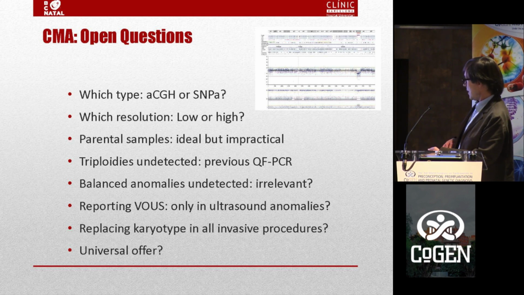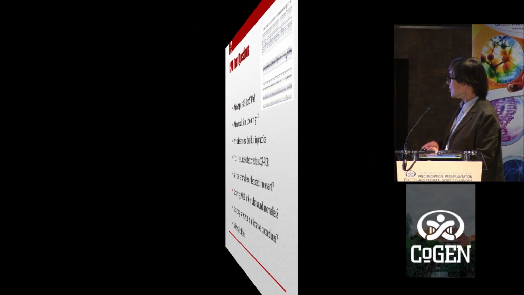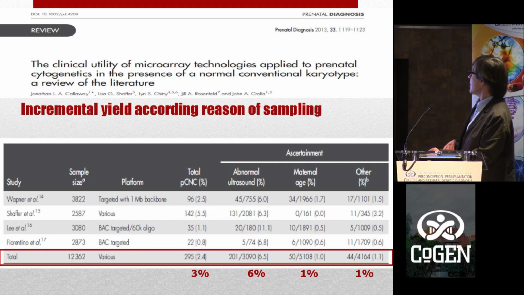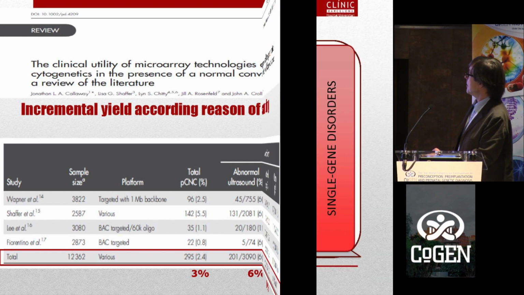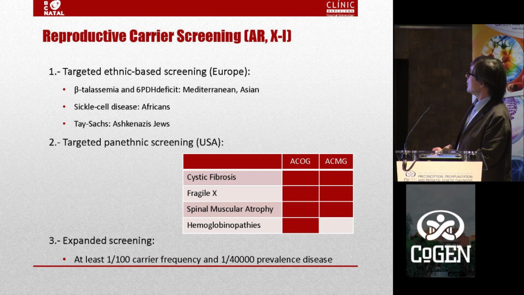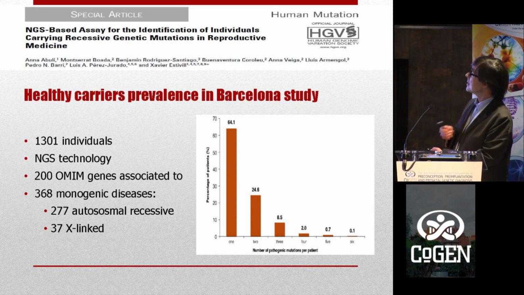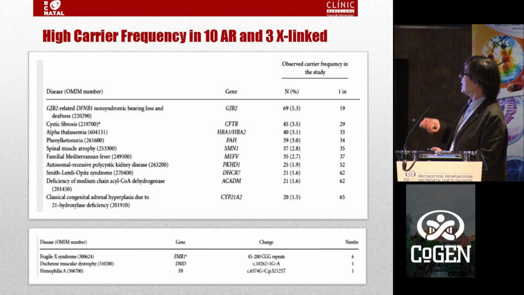We discuss each case. Replacing karyotype in all invasive procedures. They have already done it in many centers. And universal offer. Why? Because we know that in the general population, there is more than 1% of pathogenic CNVs. And finally, the last condition, single gene disorders, have already been dealt with by Jim very clearly. But maybe here in Barcelona we don't have data. There were very few data of Southern Europeans in those North American data.